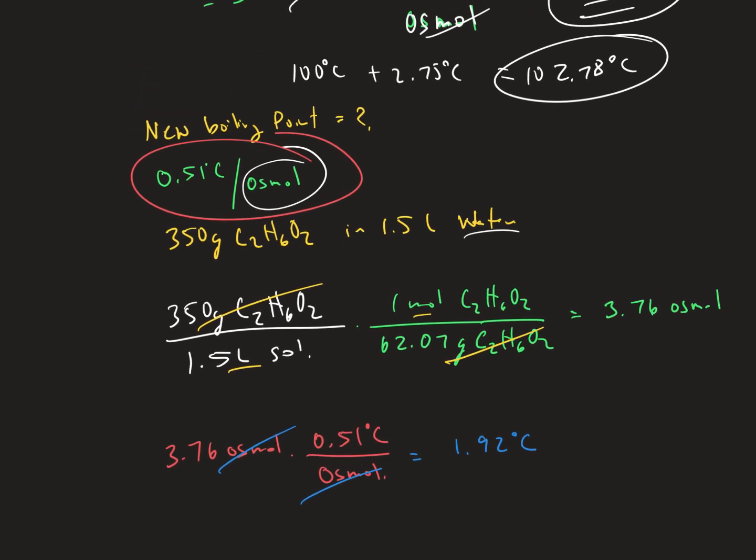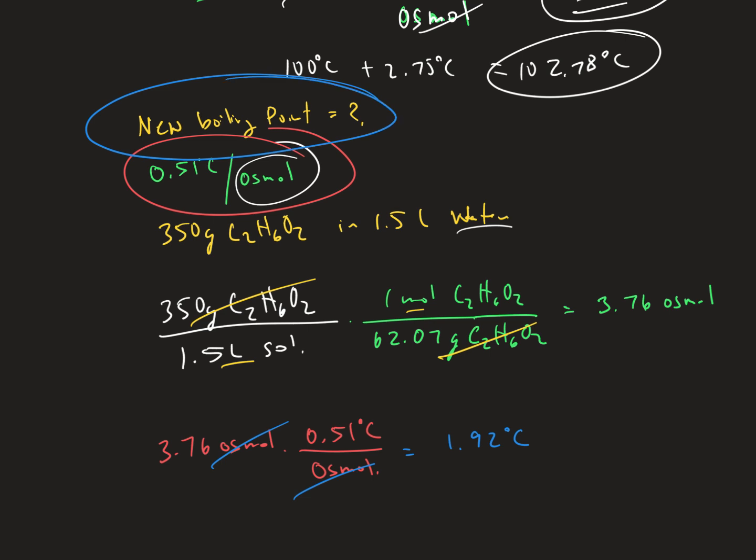Let's look at our question. What is our new boiling point? What is our old boiling point before we threw the ethanol or the whatever it is in there? 100 degrees, right? So now raise it to 101.92 degrees Celsius. Good?